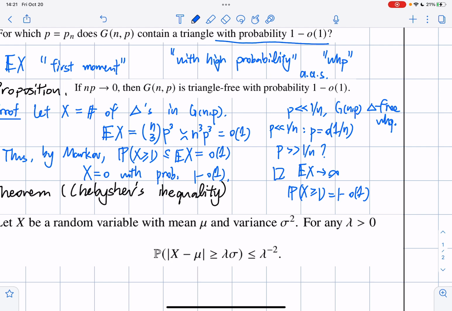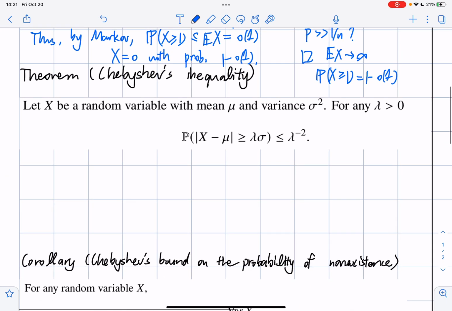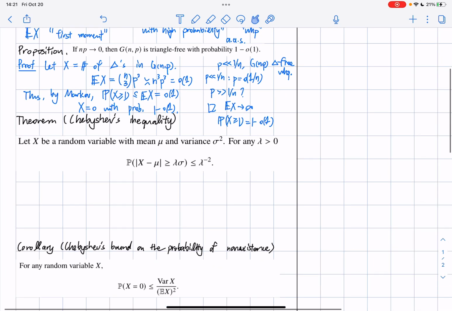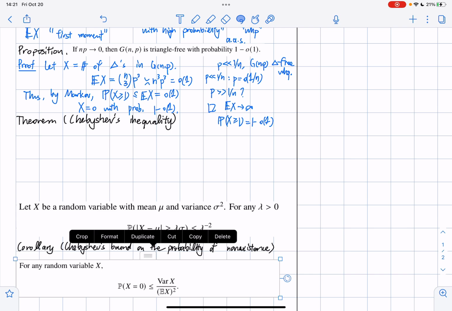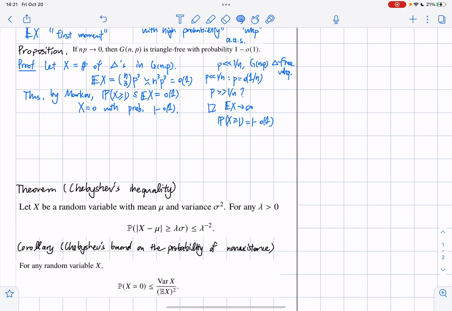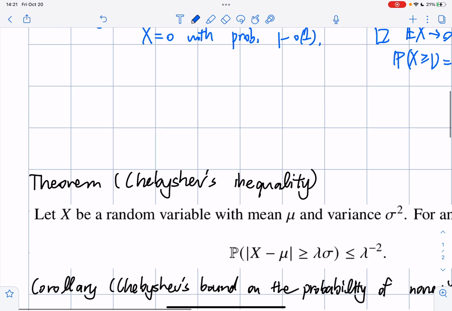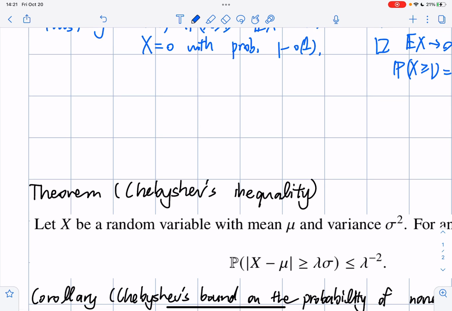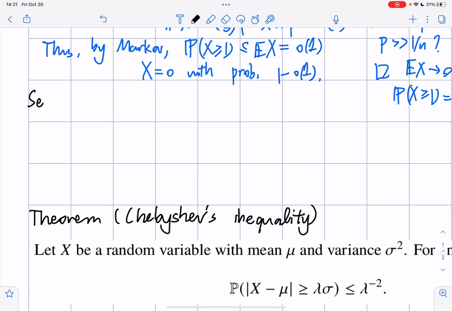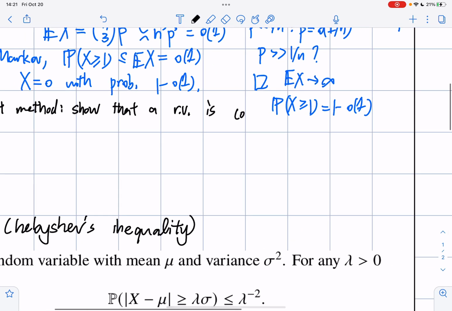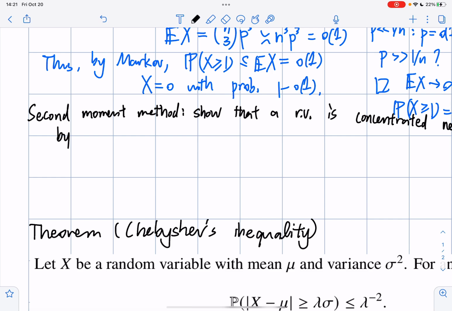And then we're going to talk about the second moment method. I think first we should talk about the variance. We're going to leave some space here. What is variance? Let's recall it. The second moment method basically shows that a random variable is concentrated near its mean. And our method is to do it by bounding its variance. So we need some definitions.